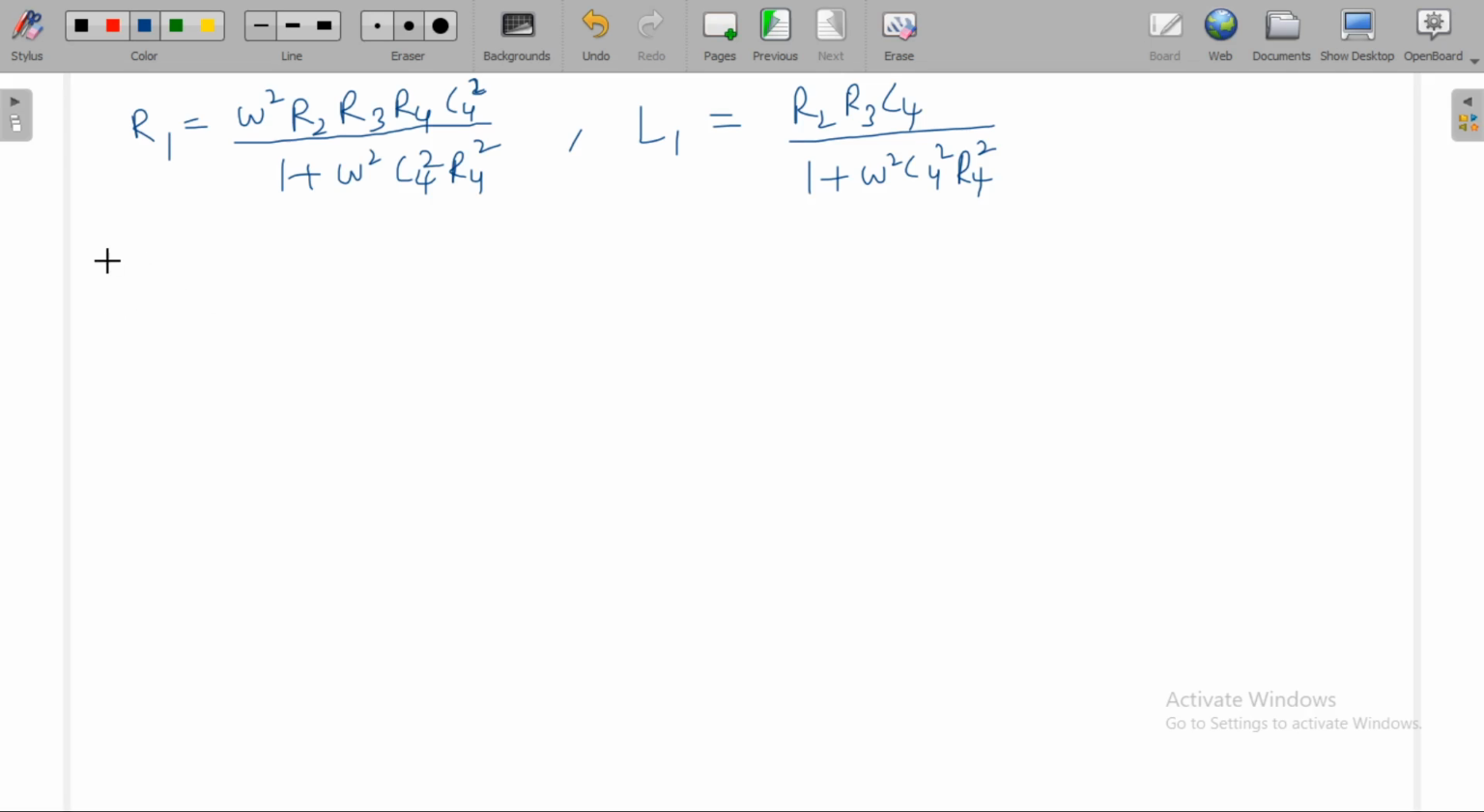Now let us find the Q factor, the quality factor of the coil.